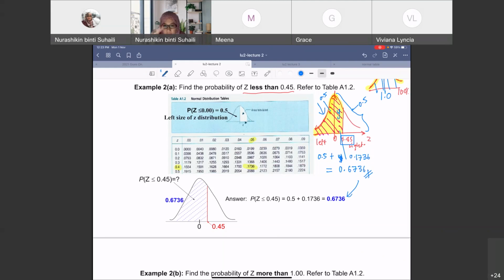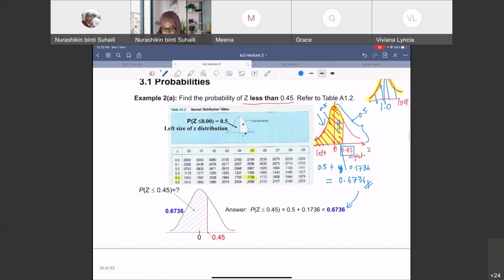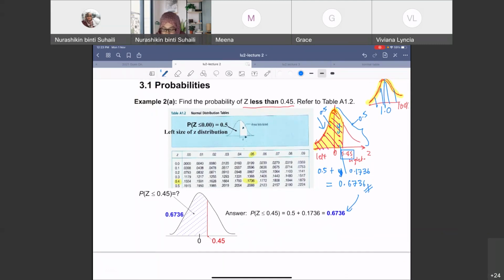Another way to cross-check: whatever probability you find out should always be a positive value. There's no negative probability. And it should also be less than 1.0, so it couldn't be like 2.5 or 3.5. The moment you see something like that, there is something wrong with your calculation. That is the rule of thumb that you always have to know. And the 0.5 just now, you know it covers the whole area, you should know by yourself that it's 0.5. So in this case, the answer is 0.6736.